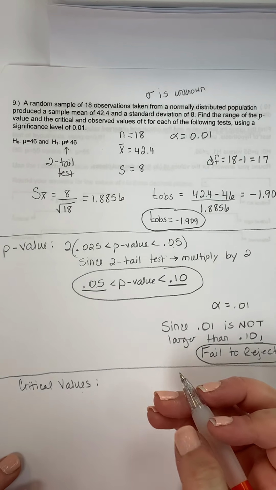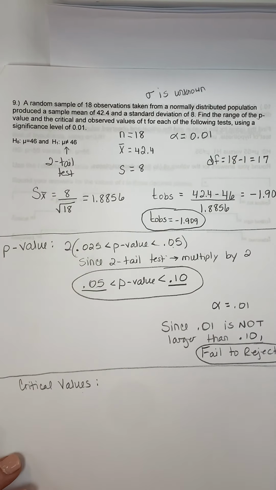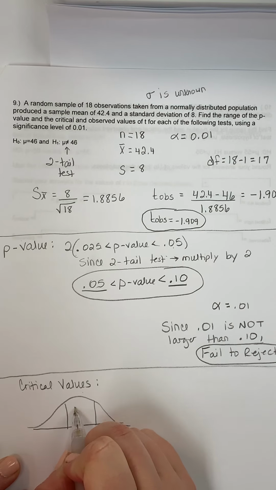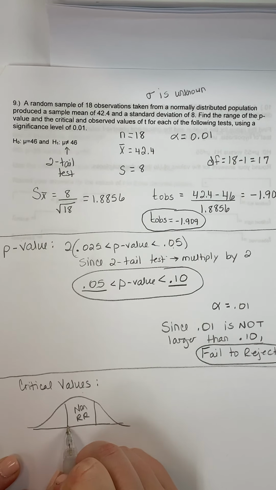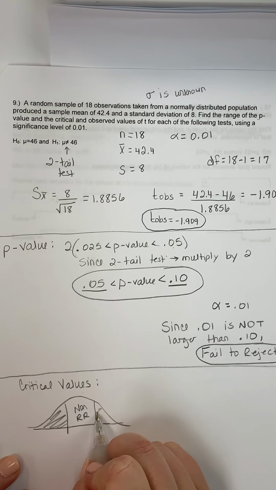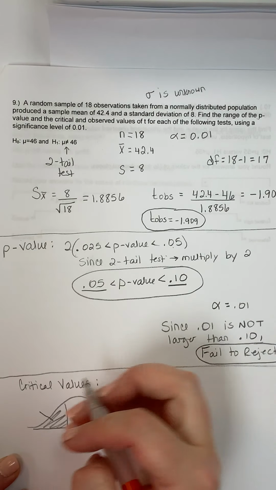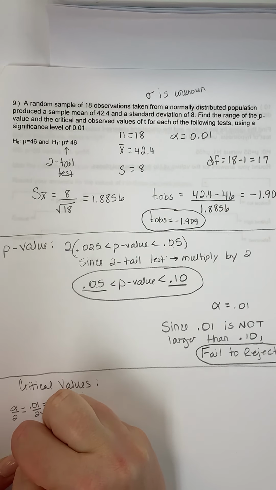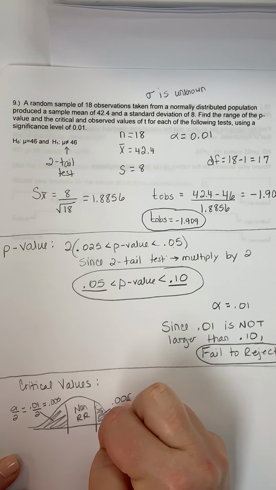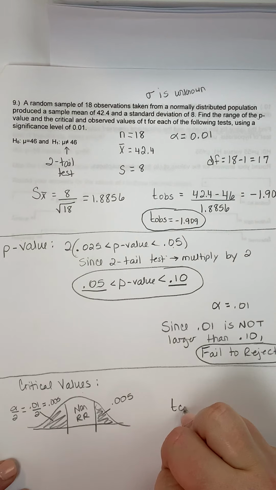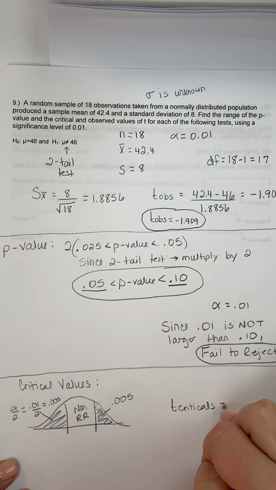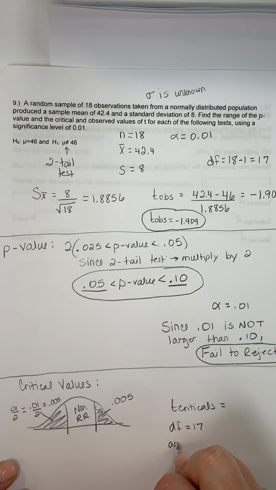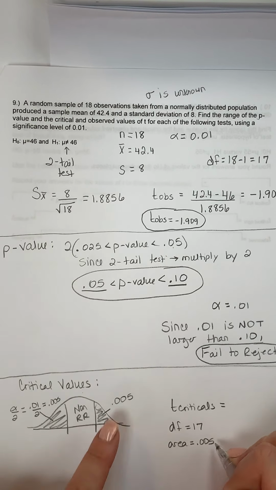All right. So it is a two-tailed test here. So here's my non-rejection region. I need 2 critical values, a negative and a positive. Here's going to be my alpha, but I have to divide it by 2, which is going to give me 0.005. Okay, so my t criticals are going to come from the t chart. I'm going to use degrees of freedom 17, and I'm going to use an area of 0.005.